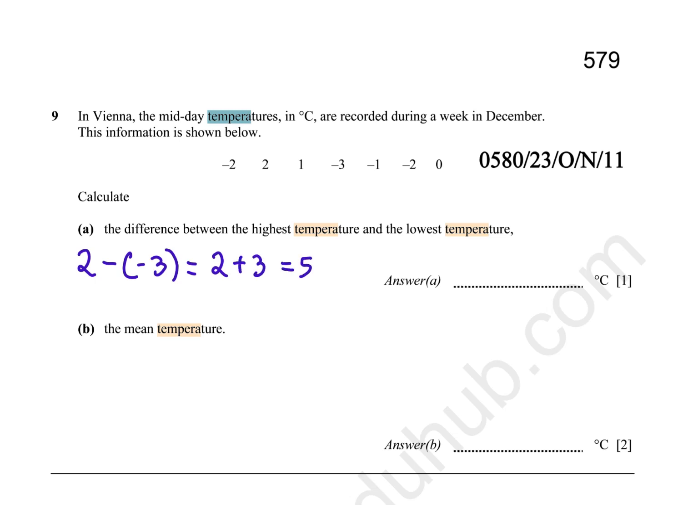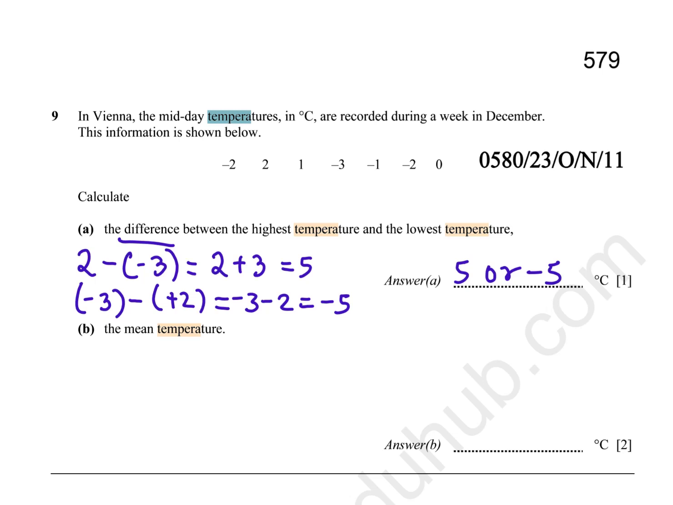So what I've done is I've taken the highest temperature and I've subtracted the lowest temperature from that. They have only asked you the difference. So another way of solving this would have been to take the lowest temperature and find its difference from the highest temperature. So that would have given you -3 minus 2, which is -5. So the answer accepted by the CIE is 5 or -5.